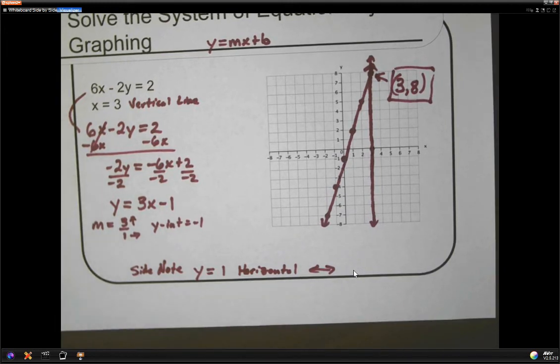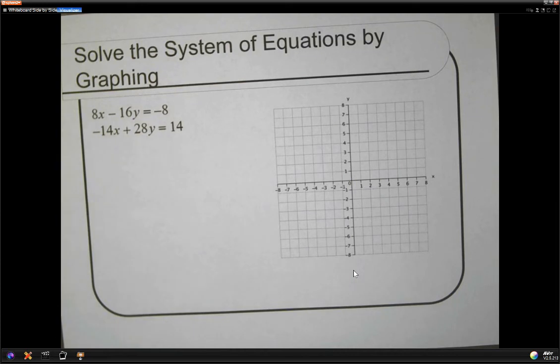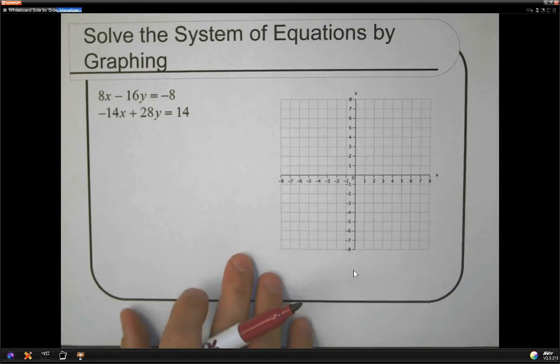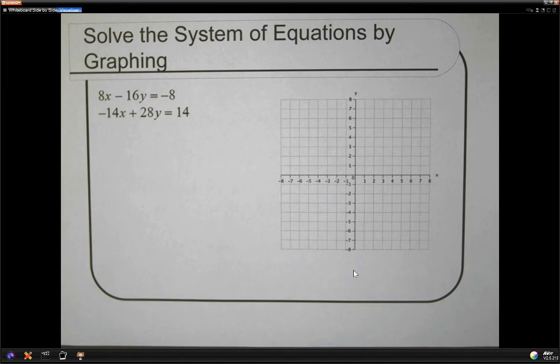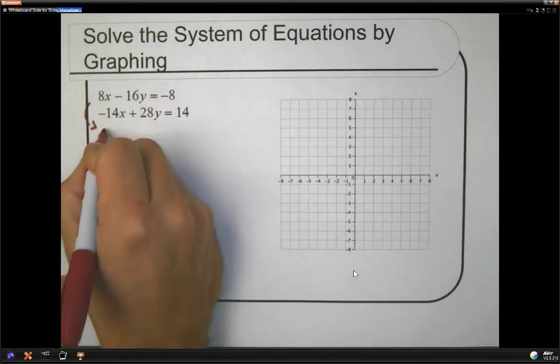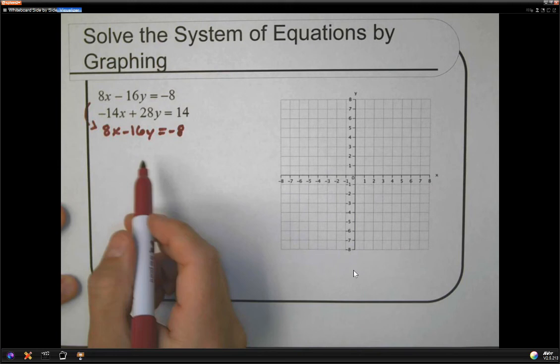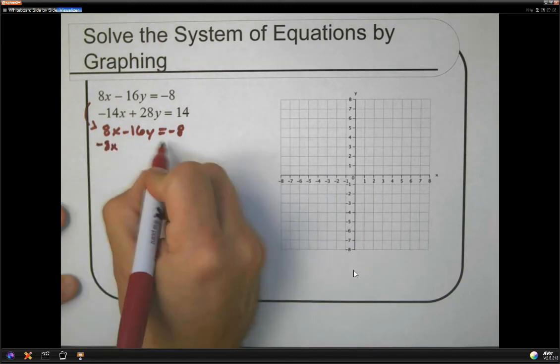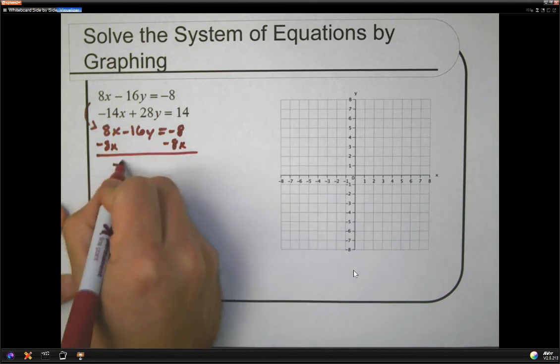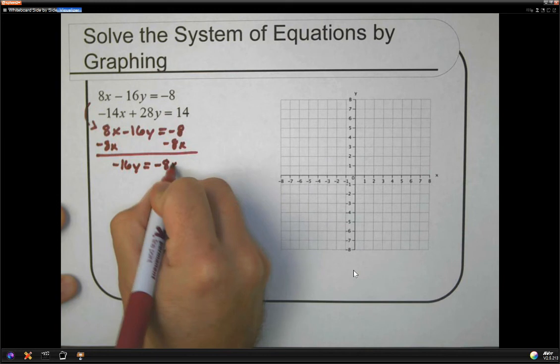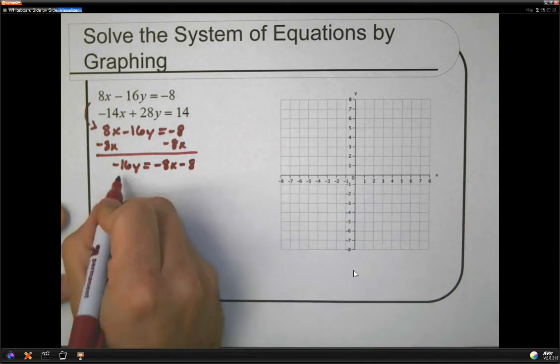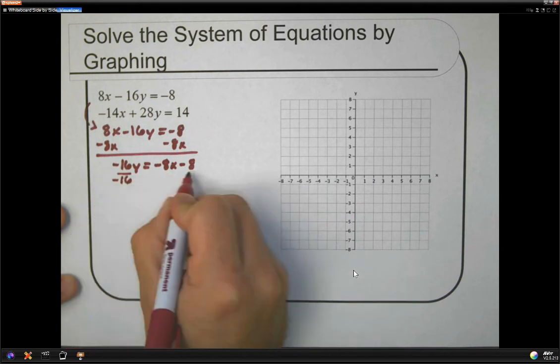So that's the other special case that you may end up seeing. Okay, let's do one last one. Notice neither of them are in slope-intercept form, so in this particular one, we're going to have to do a little bit more work. Still, the very end process is the same, but let's get them both in slope-intercept form. I'll take the first one: 8x minus 16y equals negative 8. To get it in slope-intercept form, I subtract the 8x to the other side. I get negative 16y equals negative 8x minus 8. Go ahead and divide everything by negative 16.